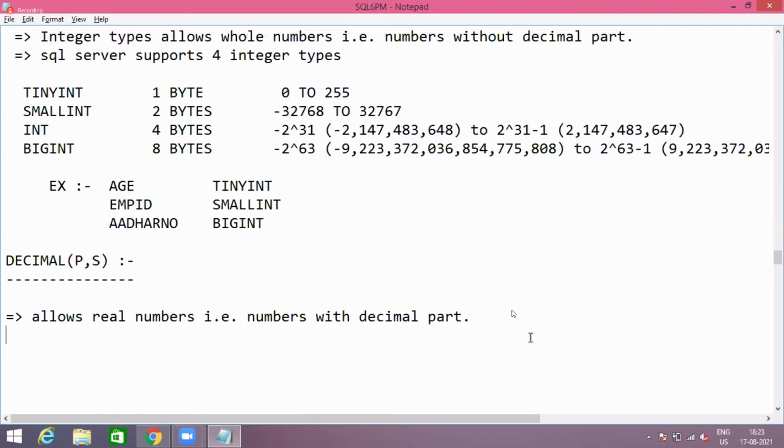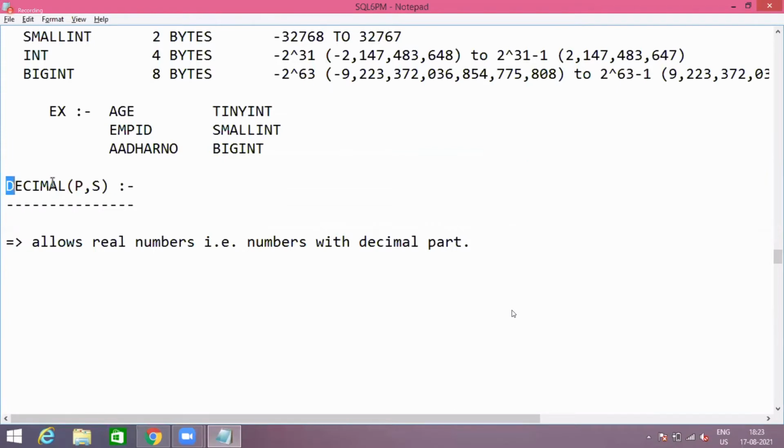So here we have to use the data type decimal(p,s). What does p stand for? Understood now? Sometimes my value is like this, 100.50, and I want to store this in the database. Then we have to use decimal(p,s). But what is p? P stands for precision. Precision means the total number of digits allowed.